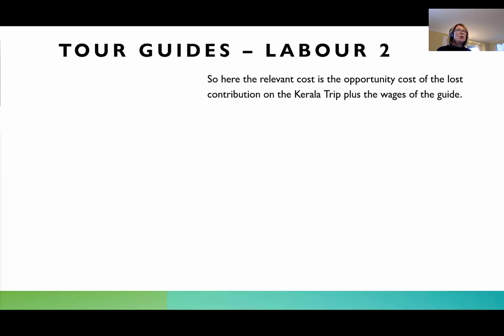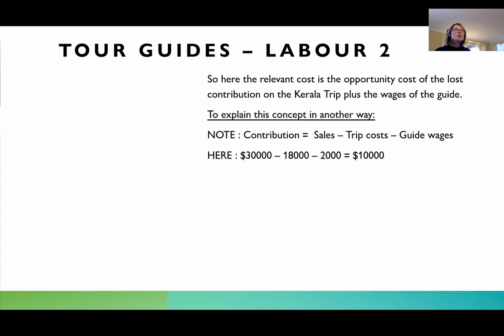The relevant cost is the opportunity cost, as I said before, which is the contribution from the Kerala trip plus the wages of the guide. And the reason is, I'm going to explain it in a different way. The contribution for this Kerala trip is the sales that we've made to individuals going on the trip. The variable trip costs and the guide wages then come off that. And so I've come up with a value here. So the sales is 30,000. The trip costs were about 18, and the guide's wages were 2,000. So there's my contribution of 10.